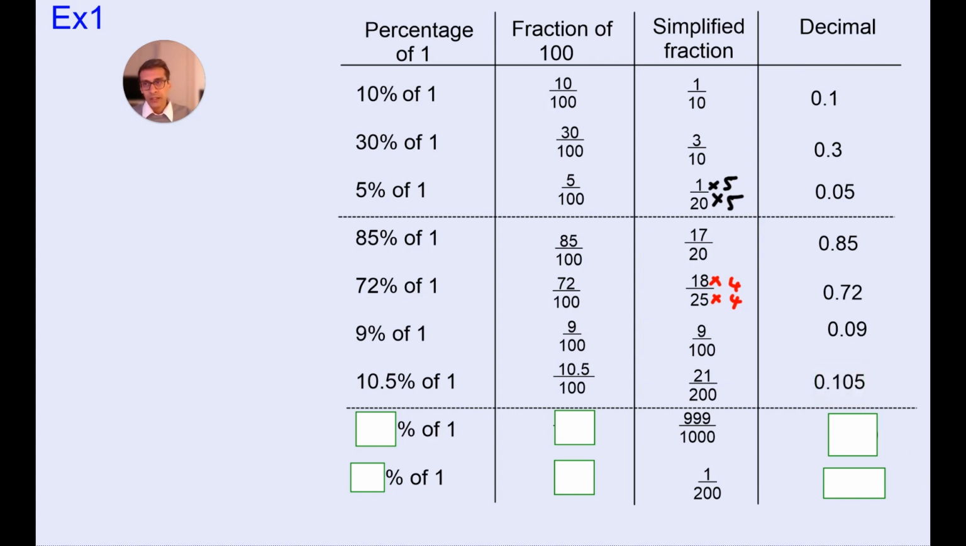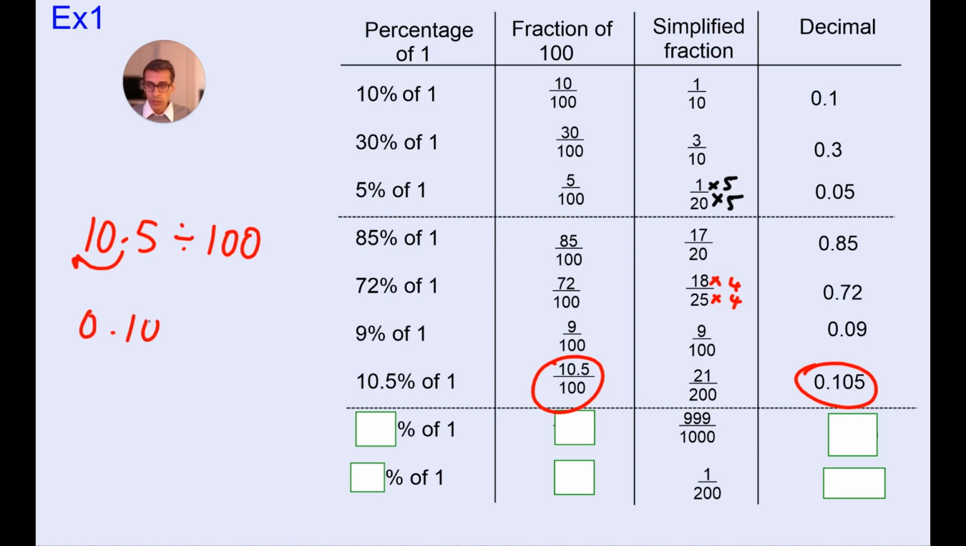0.105. Now the way you're going to get from here to here is you're going to do 10.5 divided by 100, and you can see when you do that, the decimal, the place value moves over twice, and that gives you 0.105. Okay, so for the next one we have 999 over 1000.